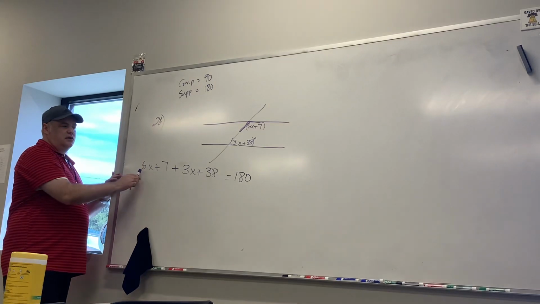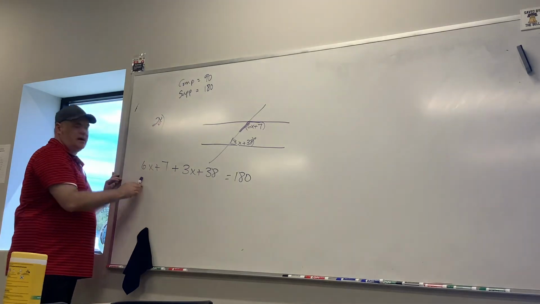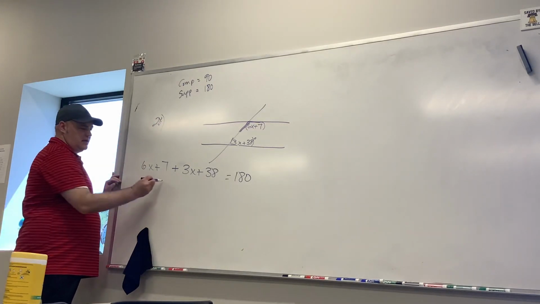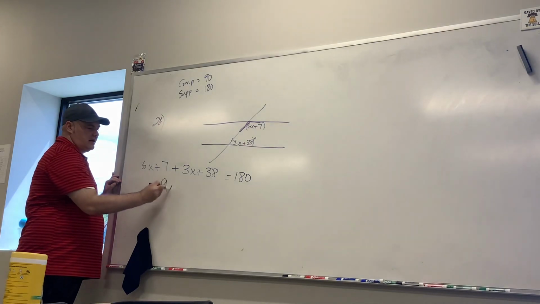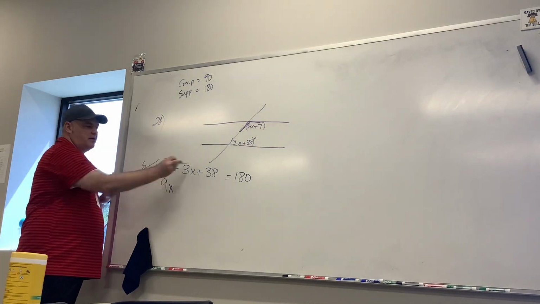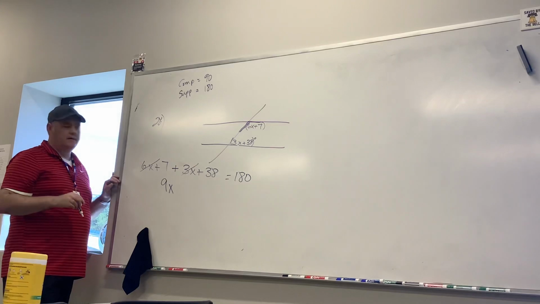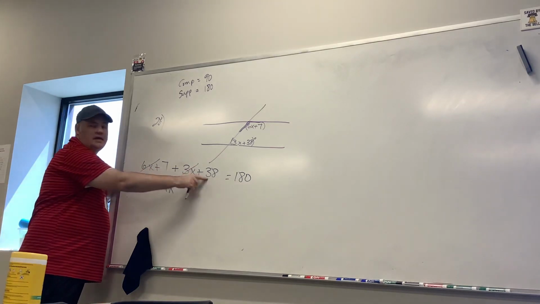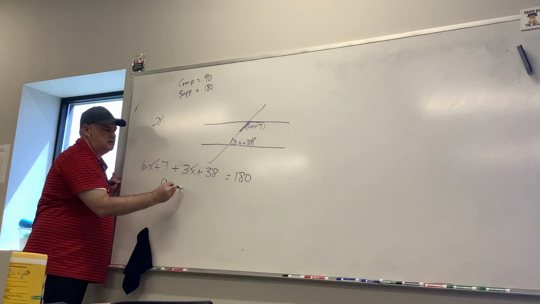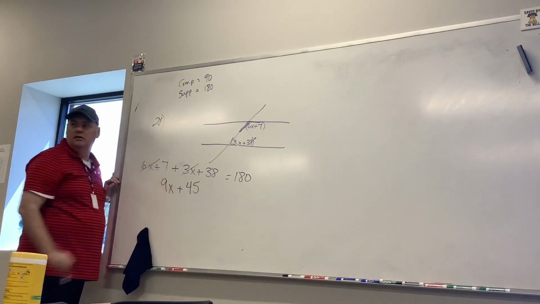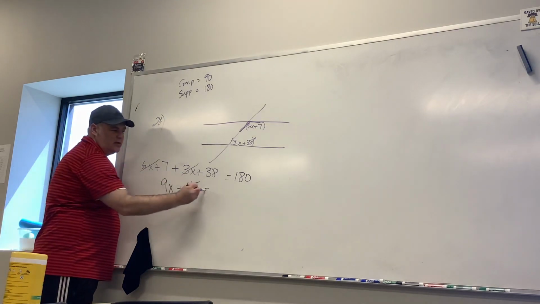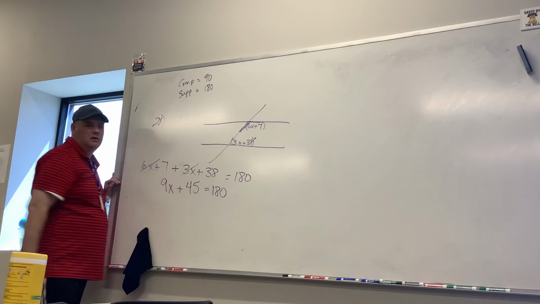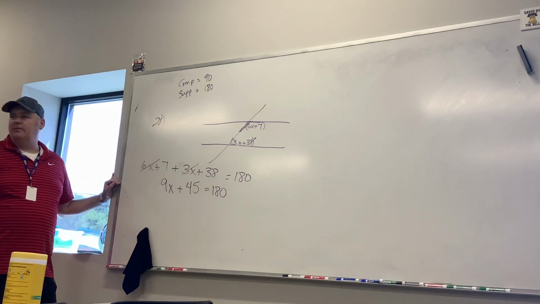First off, you want to combine anything that you can combine. 6x, 3x, and that is 9x. Remember, this is where I cross them out so I don't repeat myself. And then 7 and 38 is 45. It's still equal to 180, that's not changed. But now it looks a little bit more doable, right?